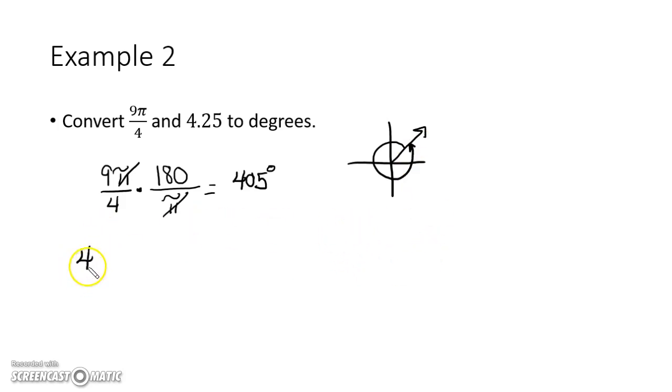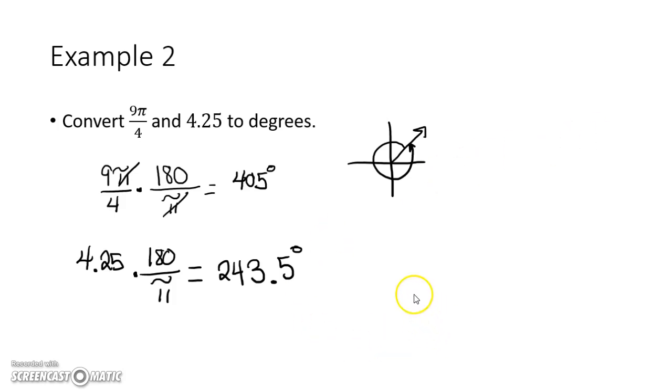Now let's do 4.25. Now remember, this is assumed radians because there's no degree symbol. So we're going to multiply that by 180 over pi. And I'm going to use my pi symbol on my calculator. So 4.25 times 180 divided by pi gives me 243.5 degrees. So there we have it. We have learned how to convert between degrees and radians. Now the only thing you want to make sure is that your calculator is in the appropriate mode, because that can cause a little bit of drama as well. So good luck, and I will see you again soon.